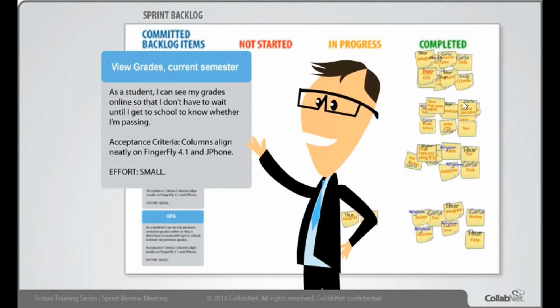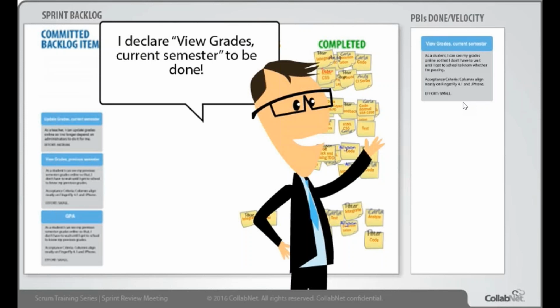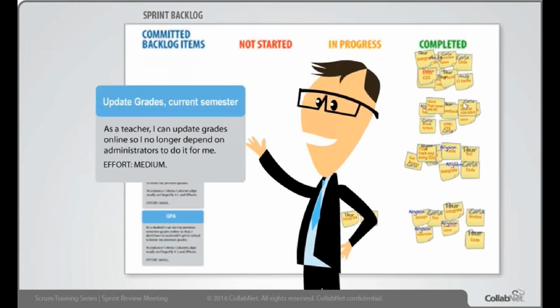View grades current semester. As a student, I can see my grades online so that I don't have to wait until I get to school to know whether I'm passing. Acceptance criteria: columns align neatly on Fingerfly 4.1 and JPhone. I declare view grades current semester to be done.